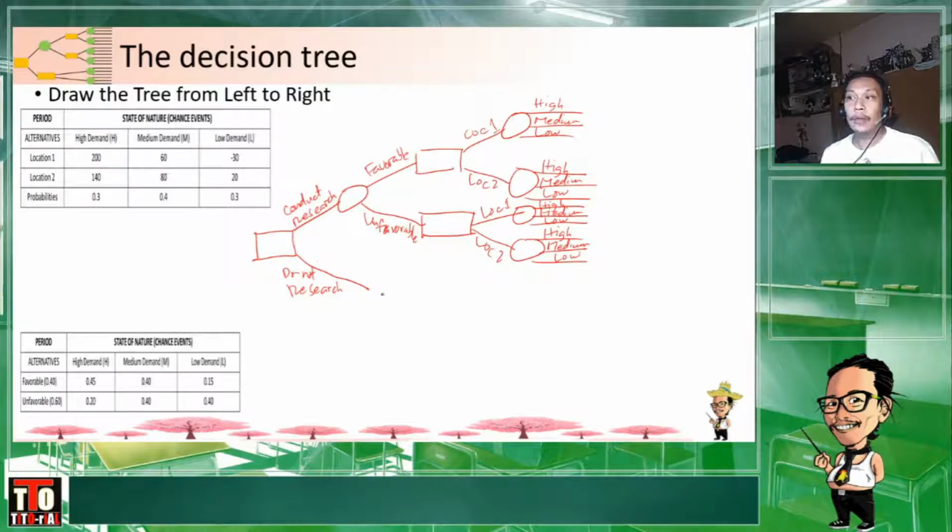Now, paano naman pag hindi tayo nag-conduct ng research? Dito kasi is walang possible scenario pag hindi tayo nag-conduct ng research. So, wala tayong state of nature nodes. So, diretso tayo sa ating decision nodes. Now, so pag after natin ng decision nodes, ang pagpipilian lang naman natin dyan kung hindi tayo magko-conduct ng research is dalawa. Okay? Kung ano between location 1 and location 2, kung ano pipiliin natin. So, diretso na siya ng ganyan.